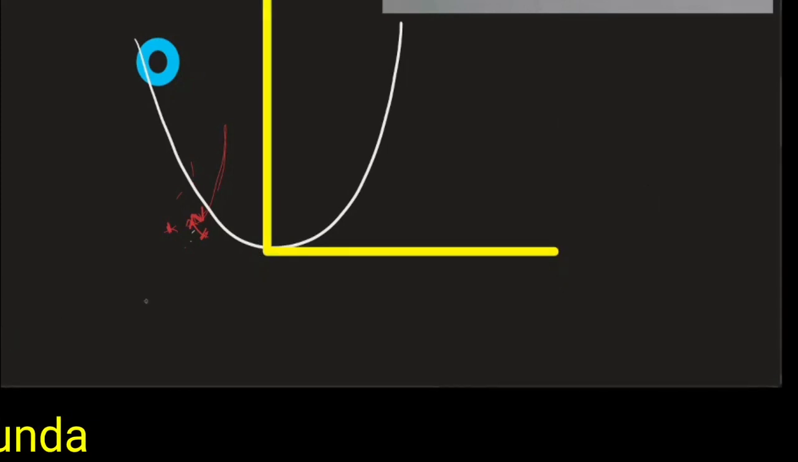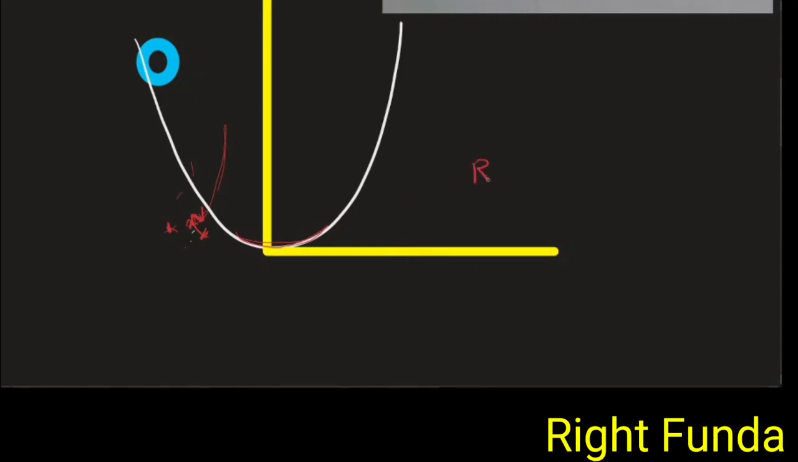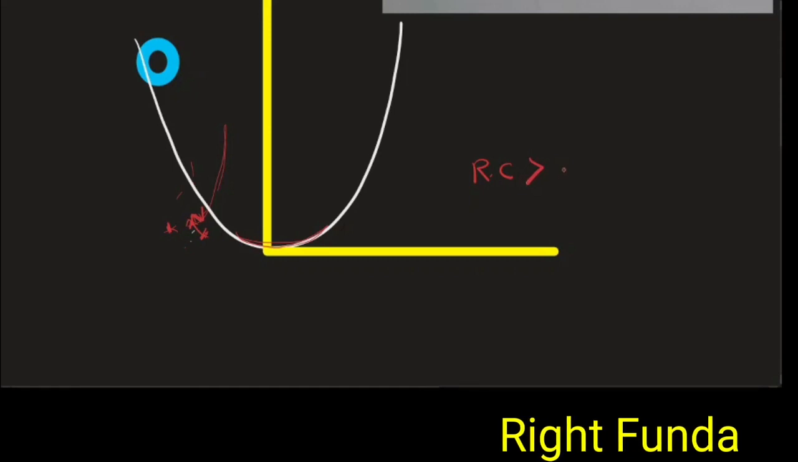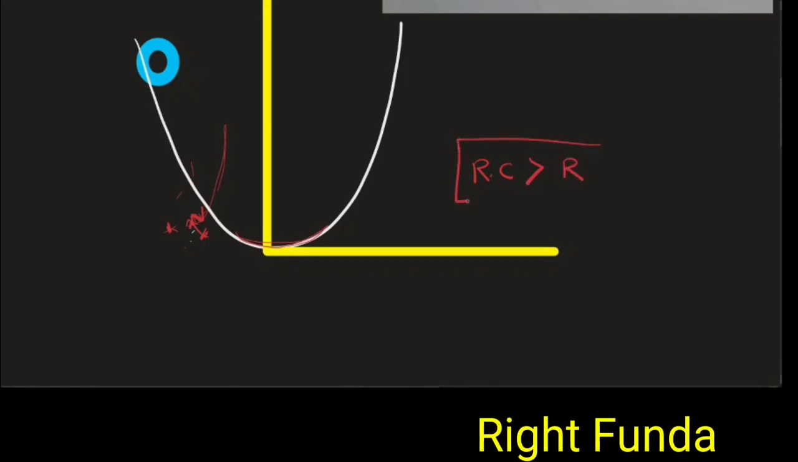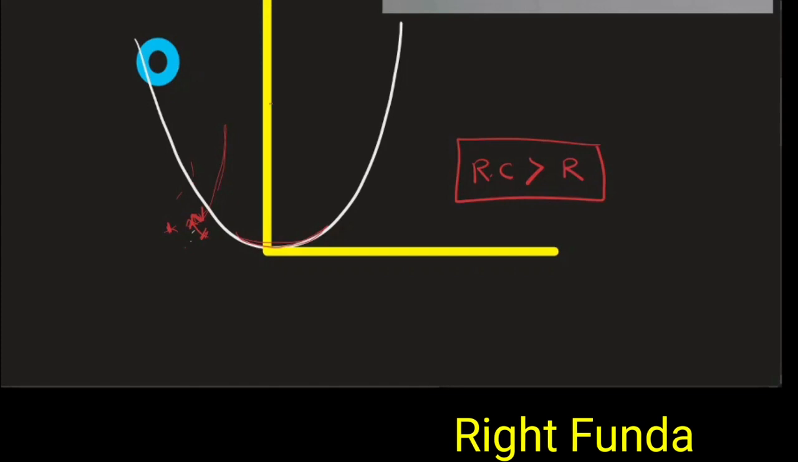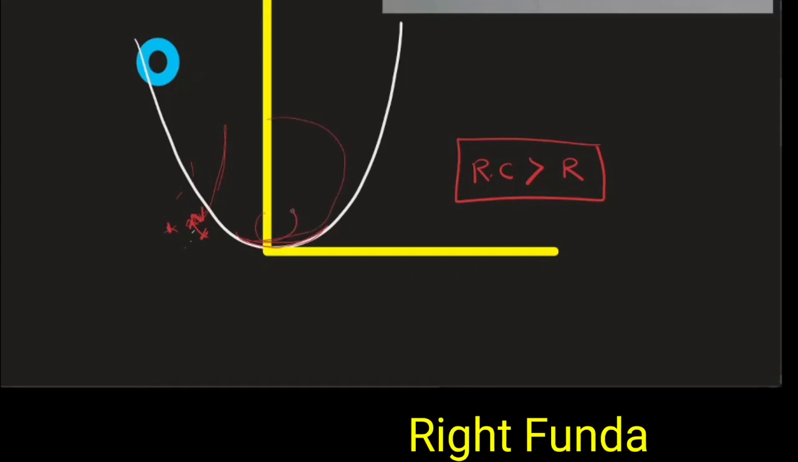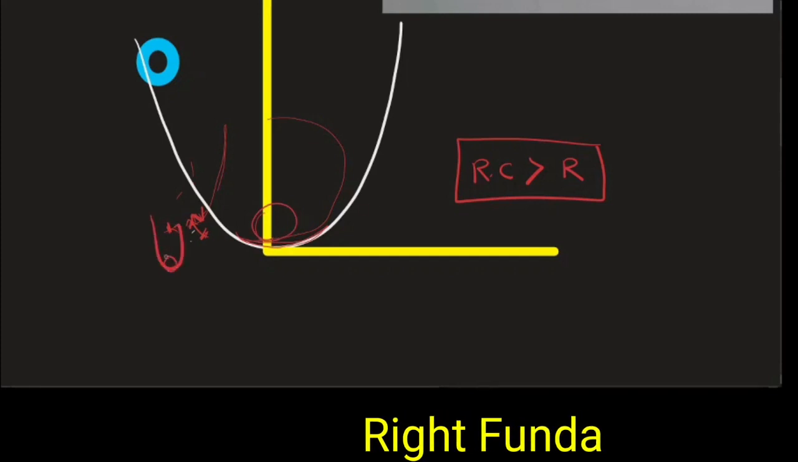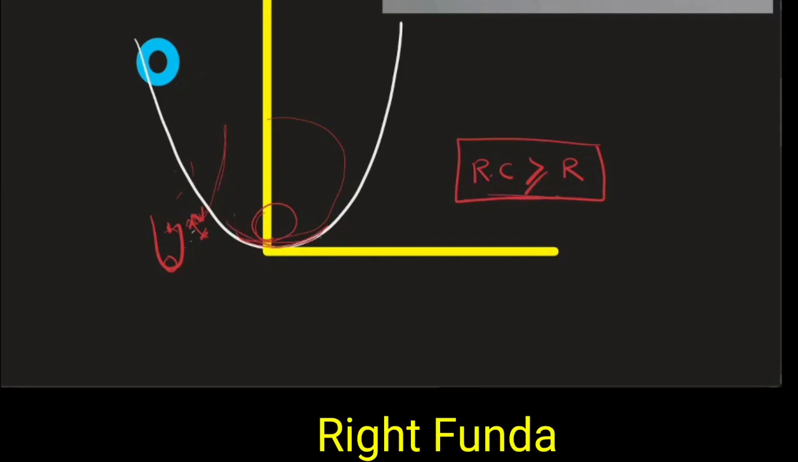The radius of curvature of this path must be greater than the radius of the cylinder. This will be a greater radius of curvature as compared to this. If the track has steepness and the radius of curvature is smaller than this, then the problem will be there. So the radius of curvature of the curved track should be like this.